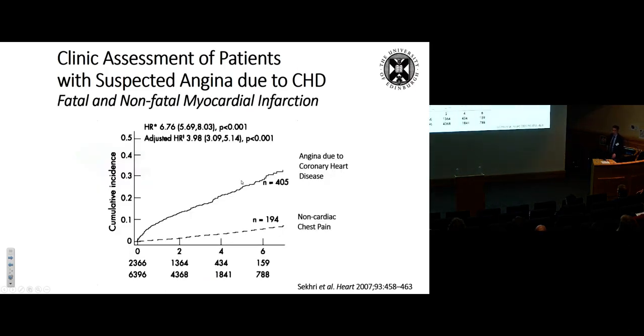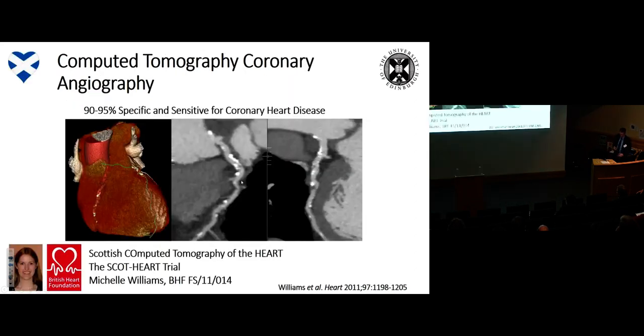And actually, if you look at cardiologists, when they apply all those techniques, they're pretty good at picking out the high-risk people, because with a hazard ratio of 7, they can certainly pick out the high-risk ones. But if you look at those that have an MI or die from an MI, a third of them have actually been told by the smart cardiologist that they had non-cardiac chest pain. So we're not doing the perfect job. Obviously, that's where CT coronary angiography comes in.